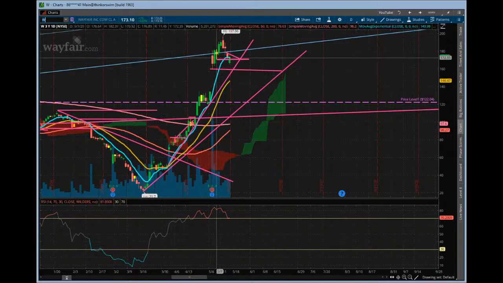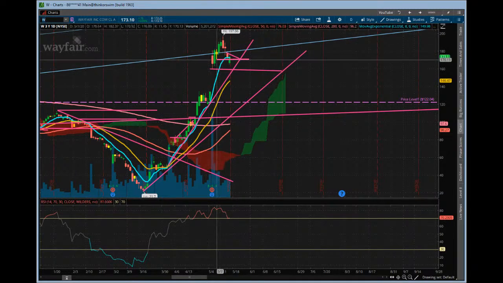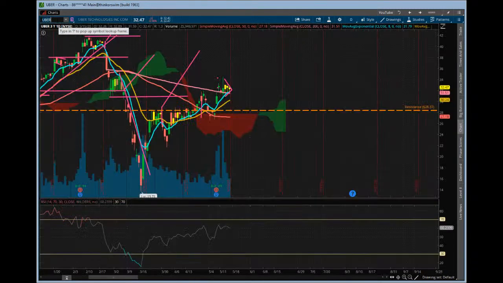W, nice move off of earnings. It's still defending its earnings gap right here. Remember this inside day? We said, let's see if we can defend that. It's still defending those lows right there, so see if that can continue to work its way up. And then Uber, triple inside day. Got to pay attention to that. So definitely going to be on the radar for tomorrow.